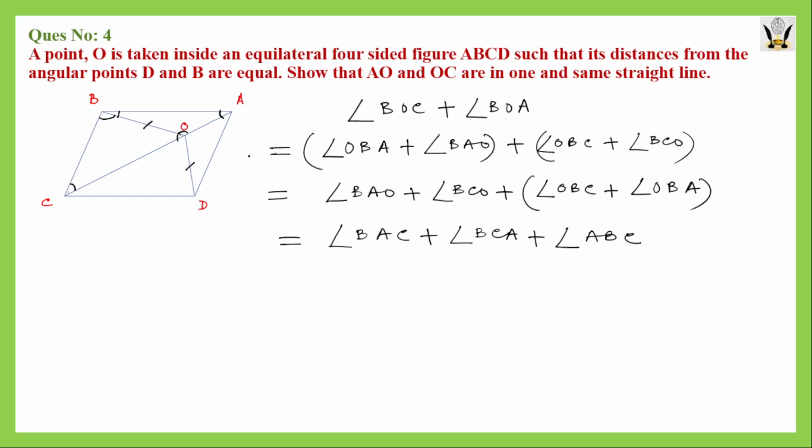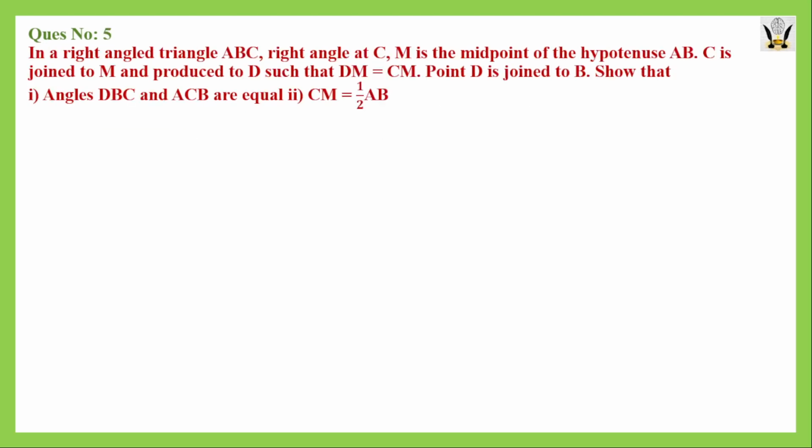Now these three angles are angles of triangle ABC. And we know another property of triangles, that for any triangle the summation of all the interior angles is always 180 degrees. That means the summation of these three angles will be 180 degrees. And if it is 180 degrees, then the summation of these two angles is also 180 degrees. That means this is a straight angle, or we can say AOC is a straight line. So AO and OC are in one and the same straight line. Hence proved.